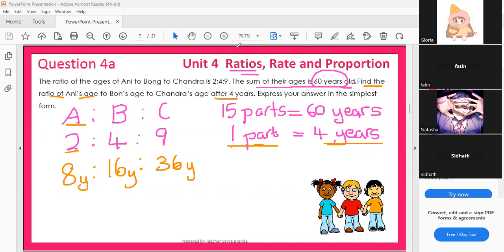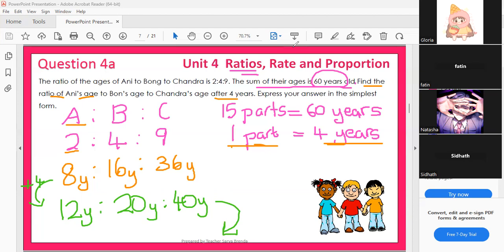No. Age will have changed already, just like you are also growing up. So, after 4 years, you add 4 years: this person is going to become 12 years. Everybody will grow. He'll become 20 years, and this person will become 40 years. Now you have big numbers. Simplify these numbers back. You understand? Simplify it back. What do we get? What can I divide with? I can divide by 4 maybe.